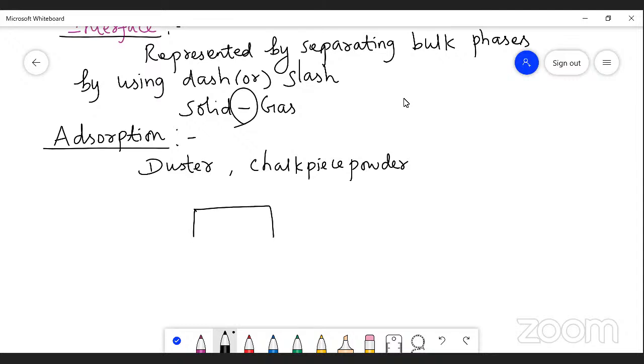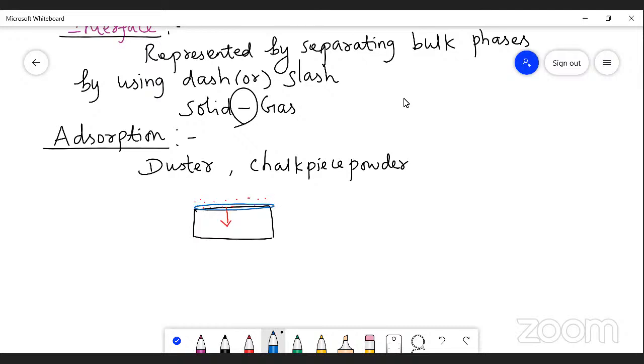You take this, your duster, where the chalk piece powder is placed over the surface of the duster. When you take the chalk piece powder, it is not entering into the bulk. It is present over the surface. This is called the surface of the duster.